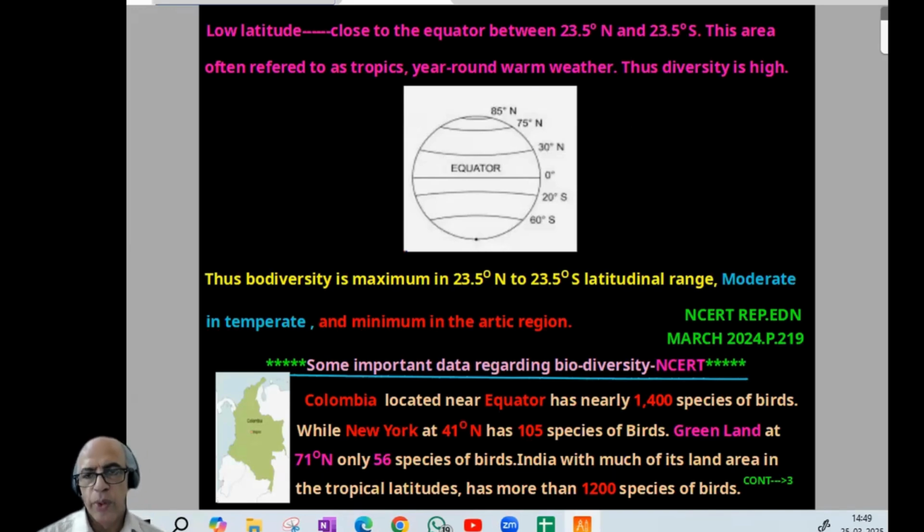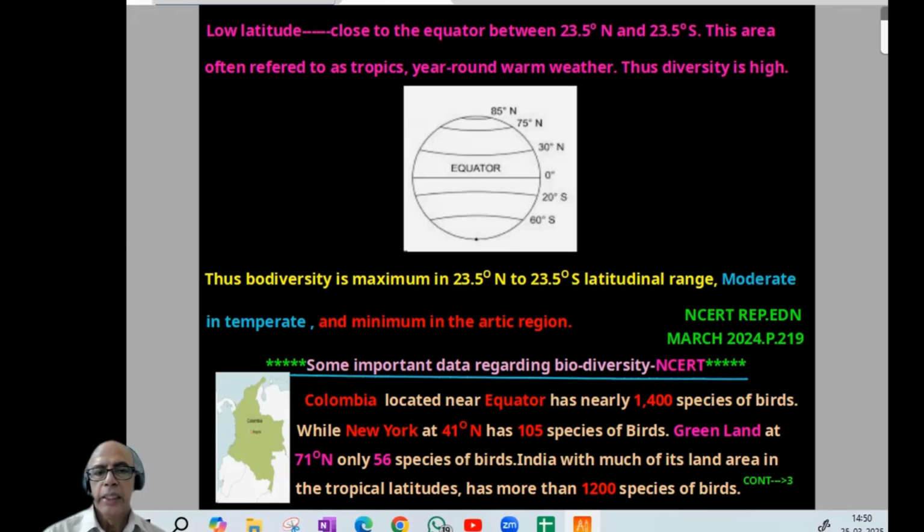Now, low latitude means close to the equator, between 23.5 degrees north and 23.5 degrees south. This area is often referred to as the tropics. Here there is year-round warm weather, so automatically diversity will be high. A map is shown there, so you can easily find where the equator is. Thus, we can easily say biodiversity is maximum in the 23.5 degrees north to 23.5 degrees south latitudinal range. That is maximum biodiversity. Moderate biodiversity is in temperate areas and minimum or least diversity in the Arctic region.